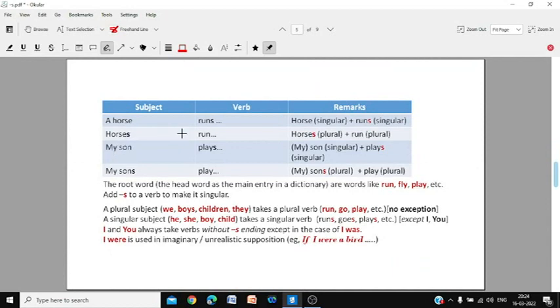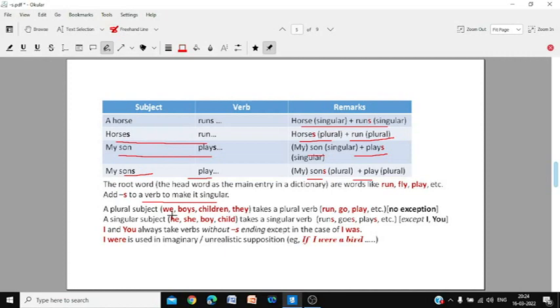So horse runs. Horse is singular and runs is also singular. Horses run. Horses is plural, run is also plural. My son plays. Son singular, plays singular. My sons play. Sons plural, play plural. The root word, the head word as the main entry in the dictionary, are words like run, fly, play. Add S to a verb to make it singular, but add S to a noun to make it plural.